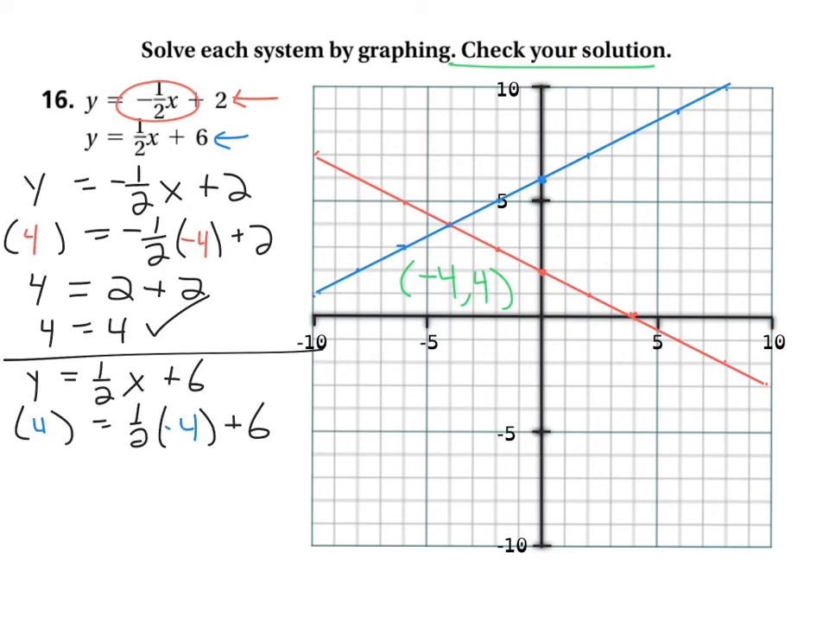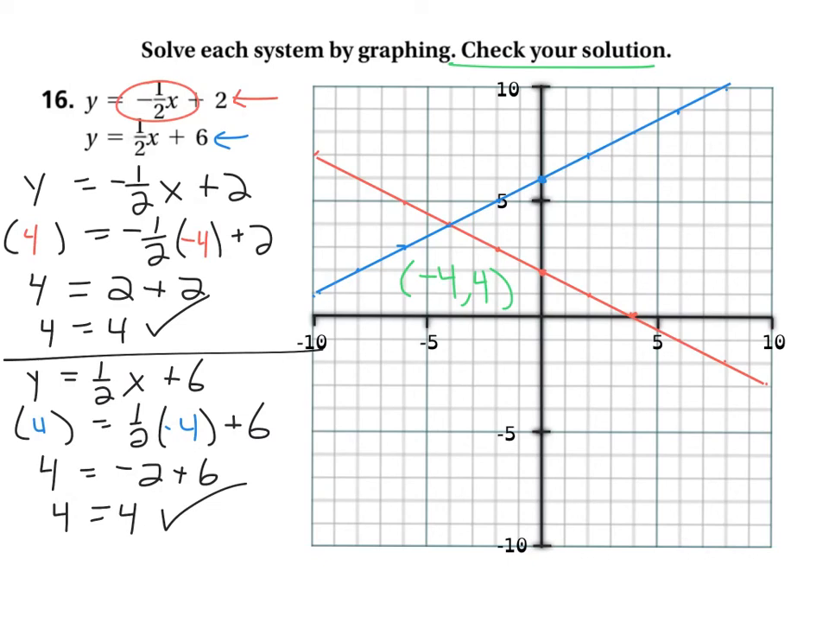Okay, so here's the equation that I put an arrow up in blue, and it's y equals 1/2 x plus 6. So when we substitute those values in, we get 4 equals 1/2 times -4. Half of -4 is -2. I'm going to make this in black. 4 equals -2 plus 6. And of course, 4 equals 4.